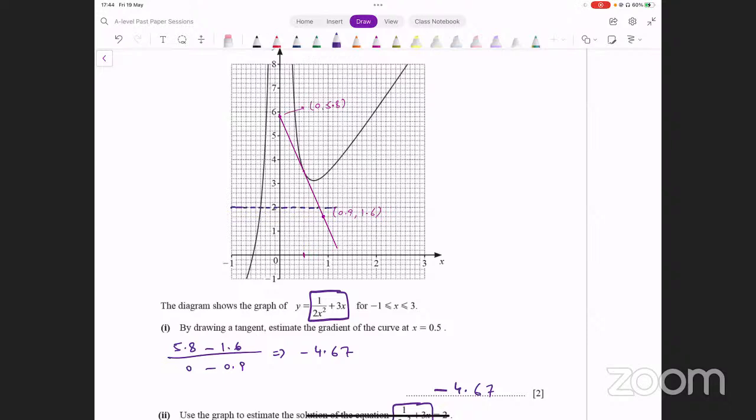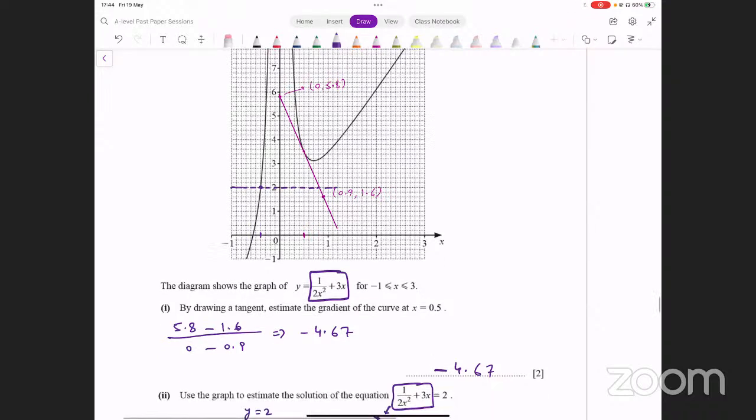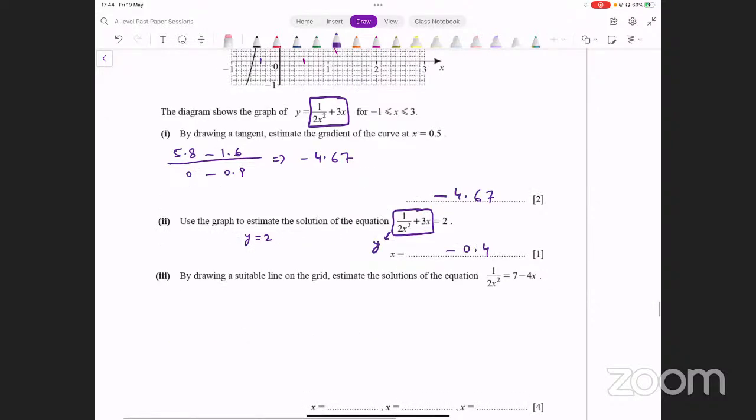ये कहाँ पे कट कर रही है ग्राफ को? एक पॉइंट के ऊपर. This is that point. And this is minus 0.4 on the x-axis. That's what you write here. So this is minus 0.4.